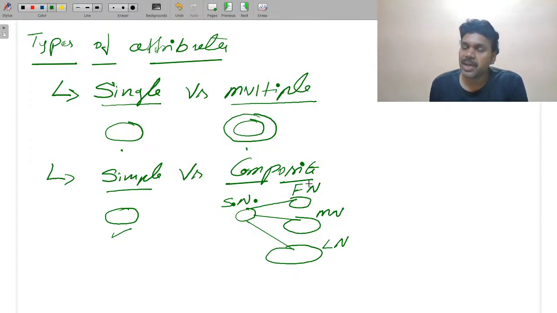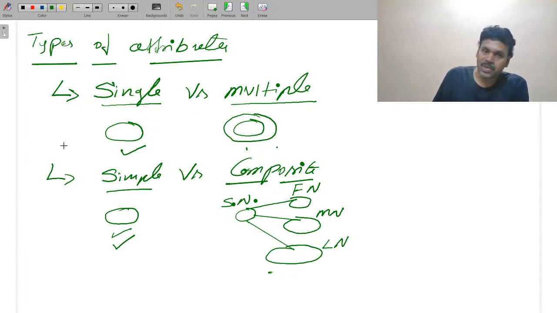But observe, friends, very clearly, the relational model only accepts simple values and single values. The relational model doesn't accept multiple values and doesn't accept composite values. So the relational model is against the ER model in this approach. The ER model allows all these four varieties, whereas the relational model allows only single and simple values.